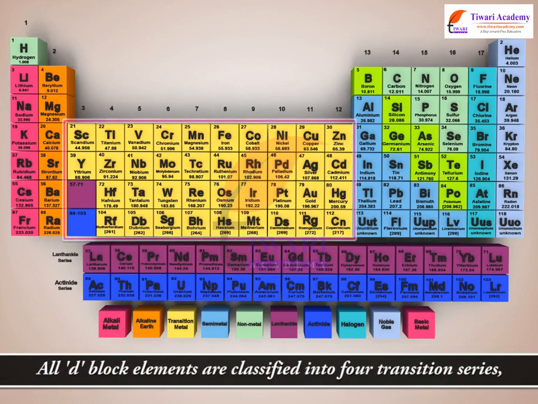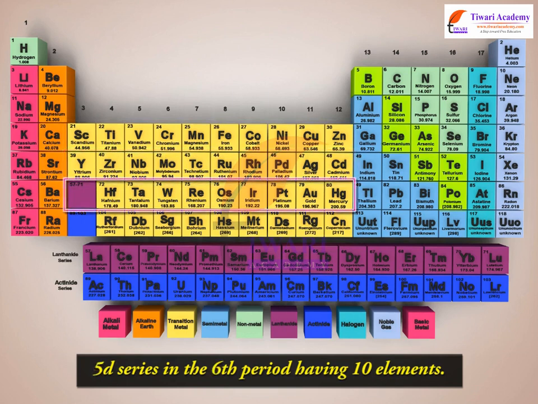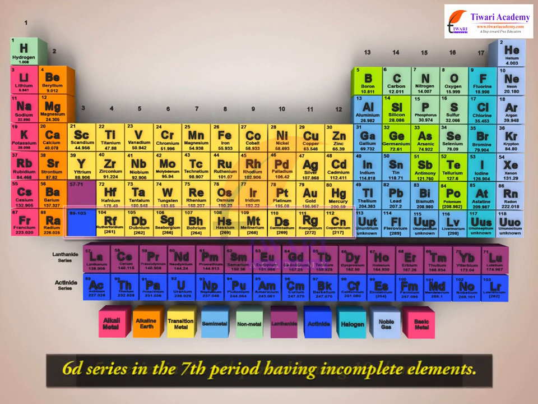All D block elements are classified into 4 transition series, namely 3D series in the 4th period having 10 elements, 4D series in the 5th period having 10 elements, 5D series in the 6th period having 10 elements, 6D series in the 7th period having incomplete elements.